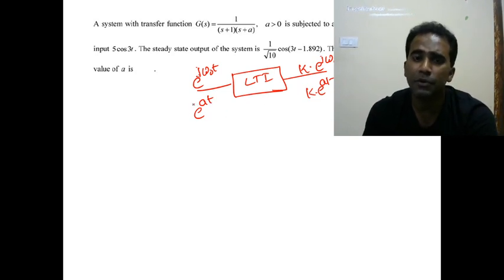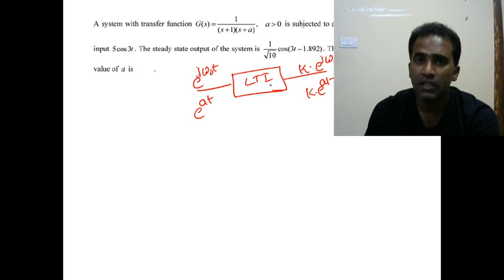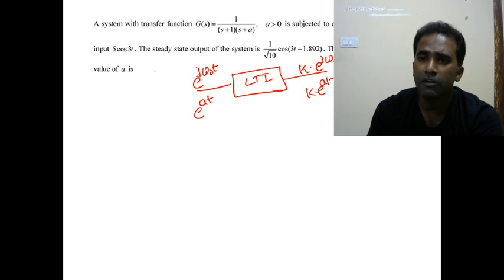So whenever you give an eigenfunction as input to an LTI system, the output will be exactly the same but multiplied with some constant. That constant may be a complex constant. And this k is nothing but H of s evaluated at e power j omega naught. The meaning of this is, in the Fourier transform, substitute omega equal to omega naught. And if it is an exponential function, substitute in the Laplace transform s equal to a, and that will give you the constant. This constant is given by the Laplace transform with s equal to a.